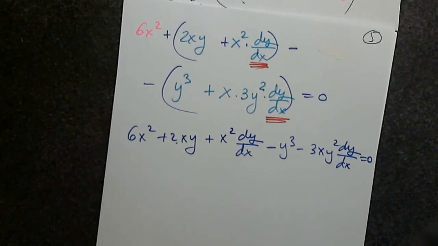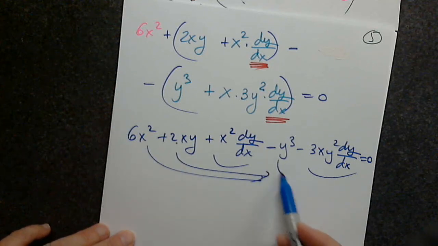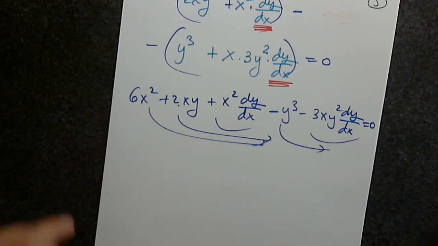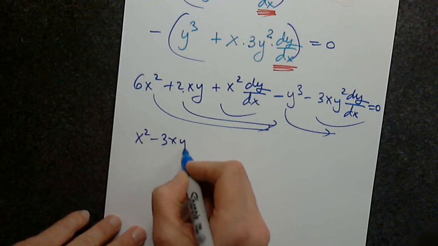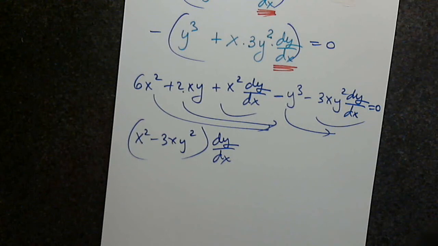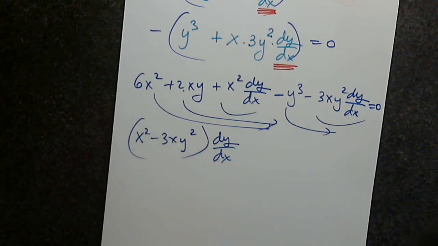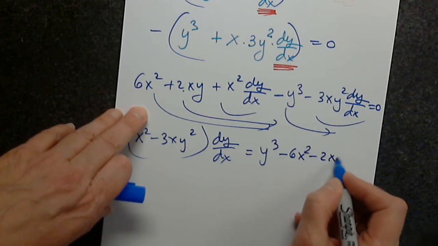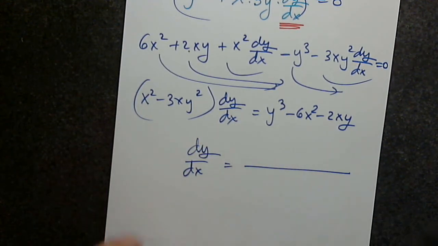Okay, so I will keep this term and this term, and I'll make these disappear to the other side. At the same time, because I'll try to cut back on writing just a little bit, I will put in parentheses x squared minus 3xy squared and dy over dx. Why? Because I have to pull out dy over dx from these two terms. Then everything else moves to the other side: y cubed minus 6x squared minus 2xy. And finally, I have dy over dx equals this.